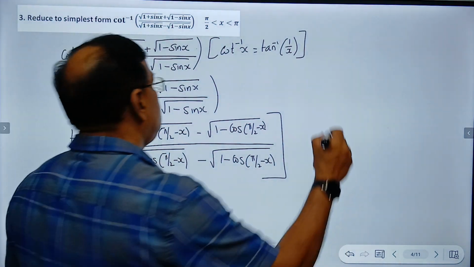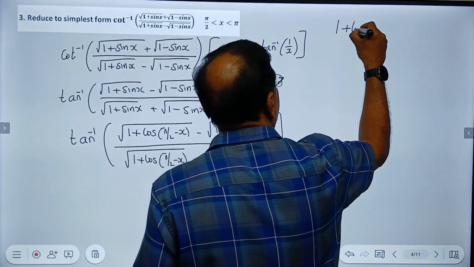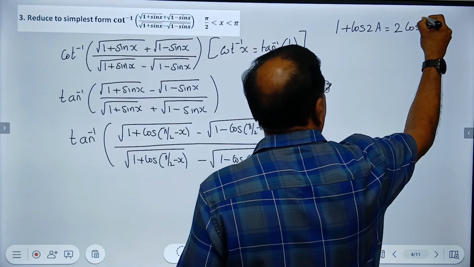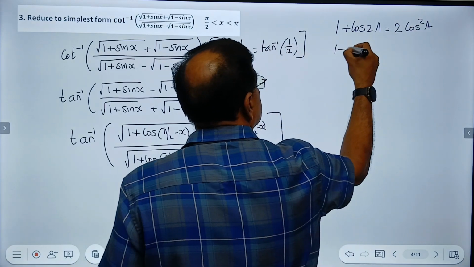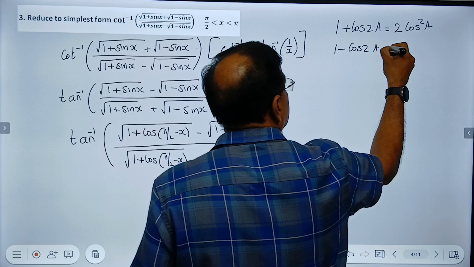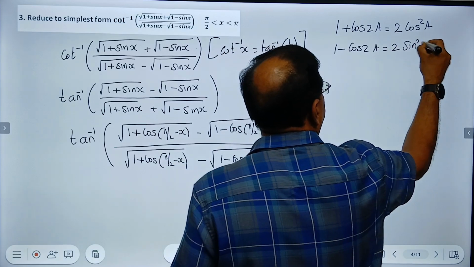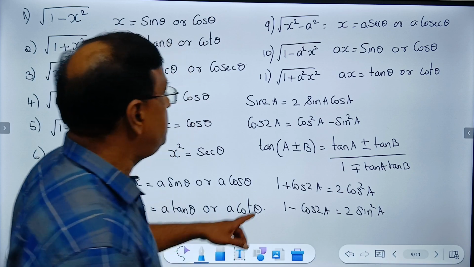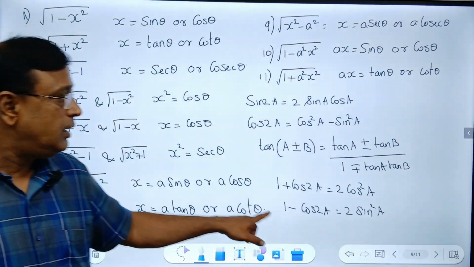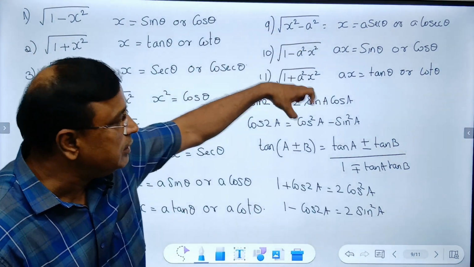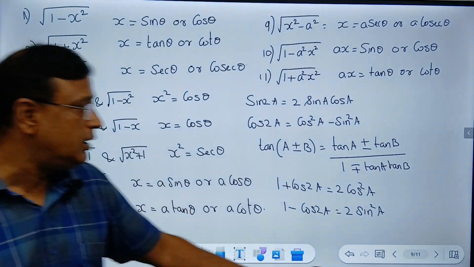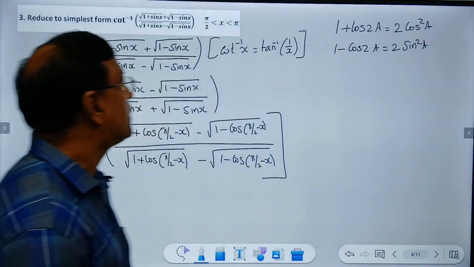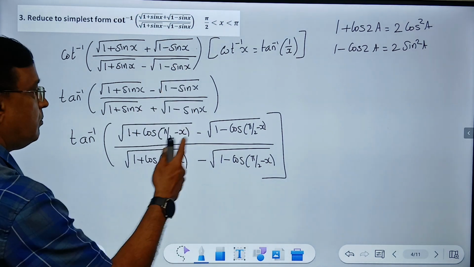Now, I am going to use this wonderful formula that 1 plus cos 2a, which you studied in trigonometry, is 2 cos square a. And 1 minus cos 2a is 2 sin square a. I have given all these formulas in that formula page. If you see in the formula page, I have given all the formulas. In fact, whatever formula I have given here will be used there. So let's come back to this. Okay, so I'm going to use that formula here.